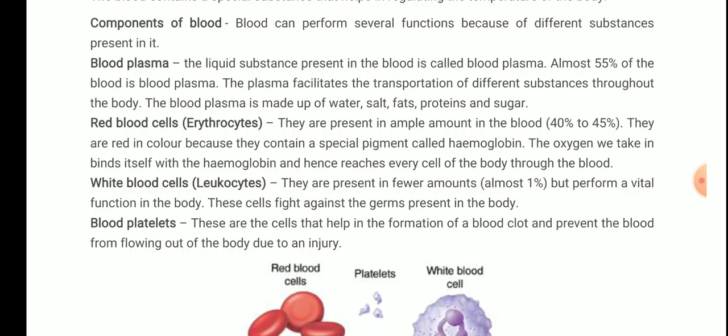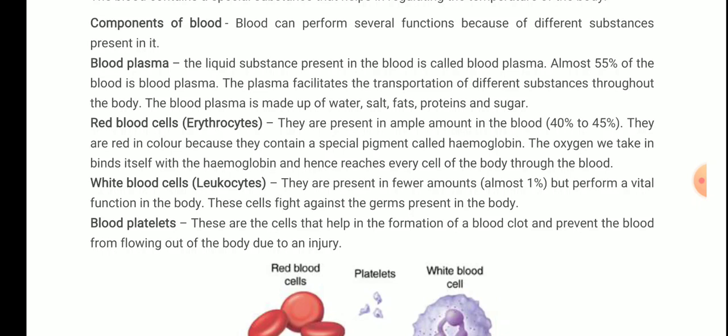Very important part. The red blood cells, the erythrocytes, constitute 40 to 45%, and they are red in color. Why are they red in color? Because they contain hemoglobin. Now you can conclude that because they are present in ample amount, that is 40 to 45%, as compared to the white blood cells, that's why the color of the blood is red. Why? Because the red color comes from the red blood cells. And why are they red? They are red because of the special pigment called hemoglobin.